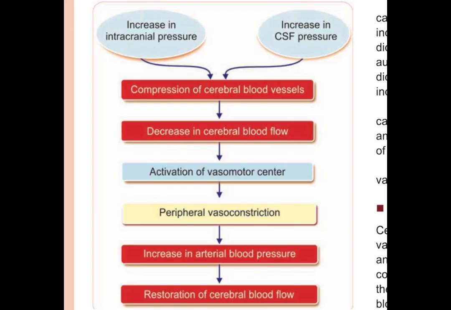So you get it now. Remember, in the subarachnoid space, you have cerebral blood vessels, which is cerebral arteries, cerebral veins. Also, you have CSF fluid in that area. So when there's increase in CSF fluid or during any cerebral pathological condition, what happens? It will compress cerebral blood vessel, decreasing cerebral blood pressure and decreasing cerebral blood flow.